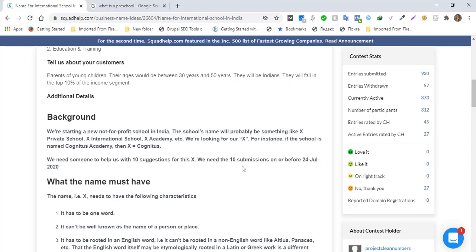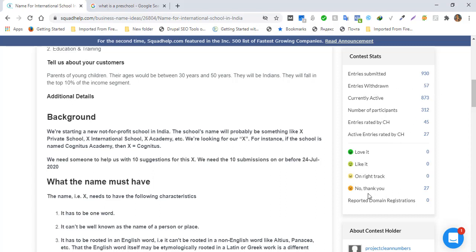We need the 10 submissions on or before 24th July 2020, and you can check that it has already exceeded that date. I think today is the 26th if I'm not mistaken, but the competition is still ongoing. For now, entries that have been rated so far: we have 45. Active entries rated by CH, we have 27. Currently active, 873. Entries that have been withdrawn, that is removed totally, we have 57 of them.